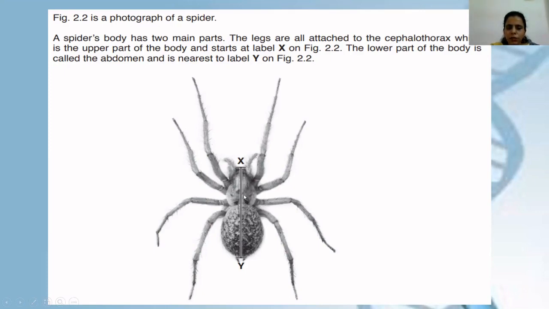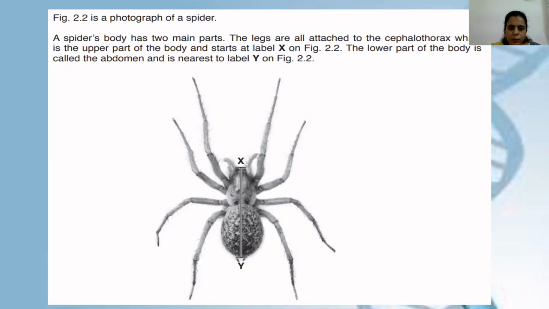So head and neck both are fused with each other. This is known as cephalothorax, and this is the upper part of the body. Just below the cephalothorax, you can see here you have the abdomen. The spider has 4 pairs of legs, 8 legs. All the legs in the spider are attached to the cephalothorax.